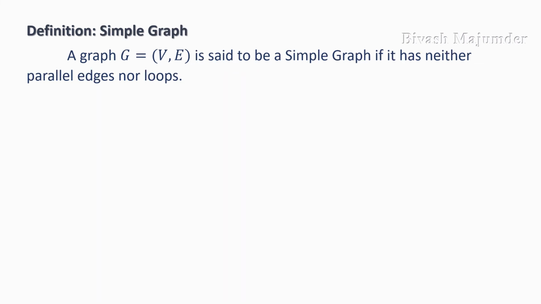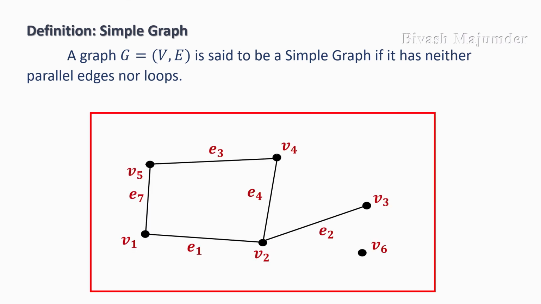Now, please look into the definition of a simple graph. A graph G is said to be a simple graph if it has neither parallel edges nor loops. This is an example of a simple graph. In this graph, there are no parallel edges and loops.